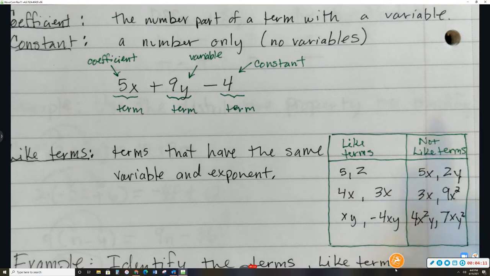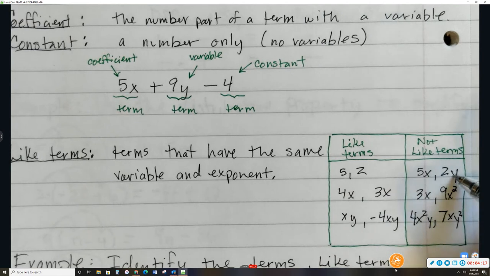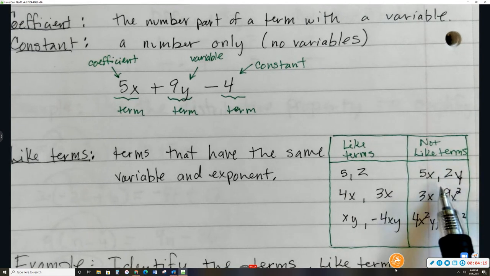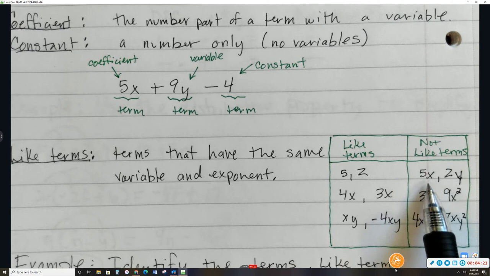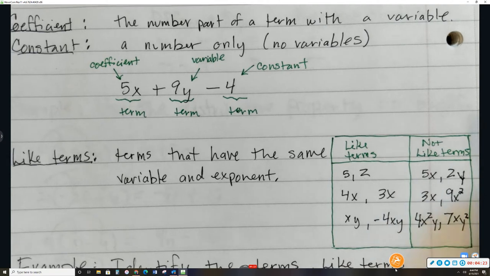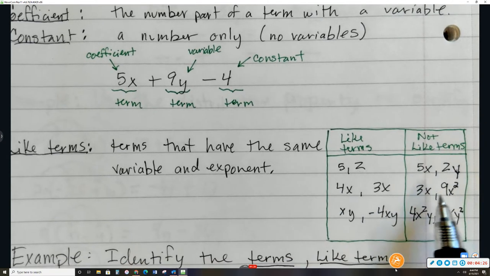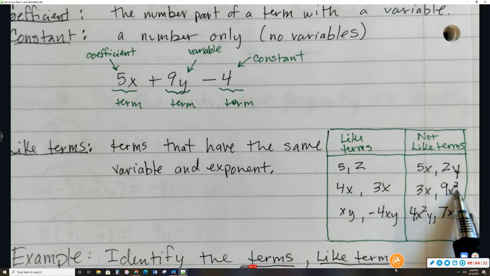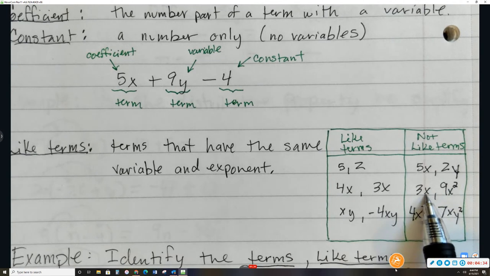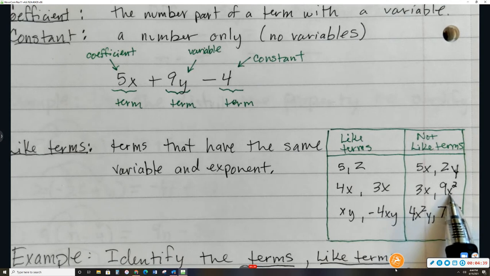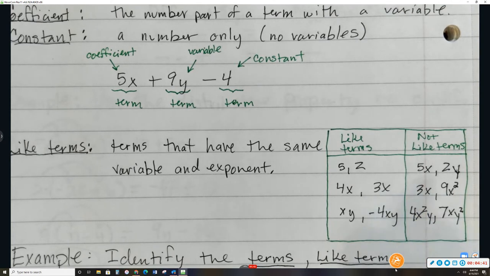Not like terms, here's an example of not like terms. 5x and 2y. Because this is an x and this is a y, they're not like terms. And that matters because in our next section we're going to be combining like terms. Here's another one that's not a like term. 3x and 9x squared. These are not the same because this one has a different exponent than this one. Even though these are x's, x and x squared are not the same. So these are not like terms.